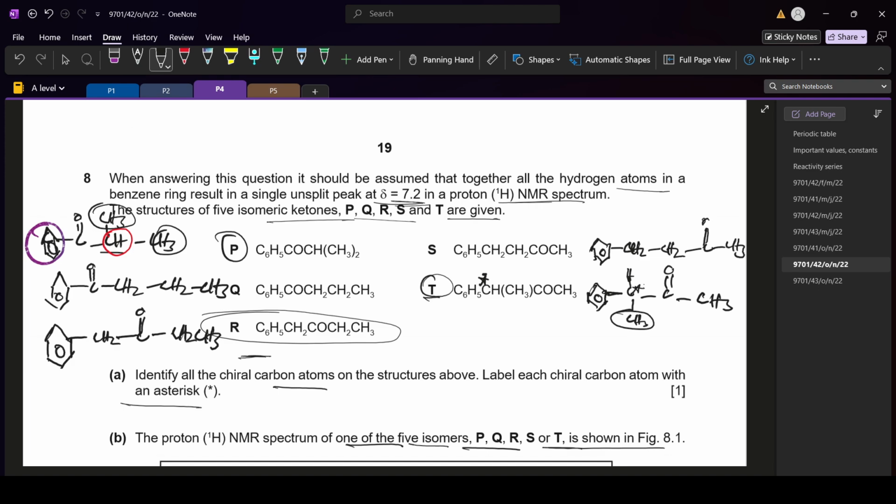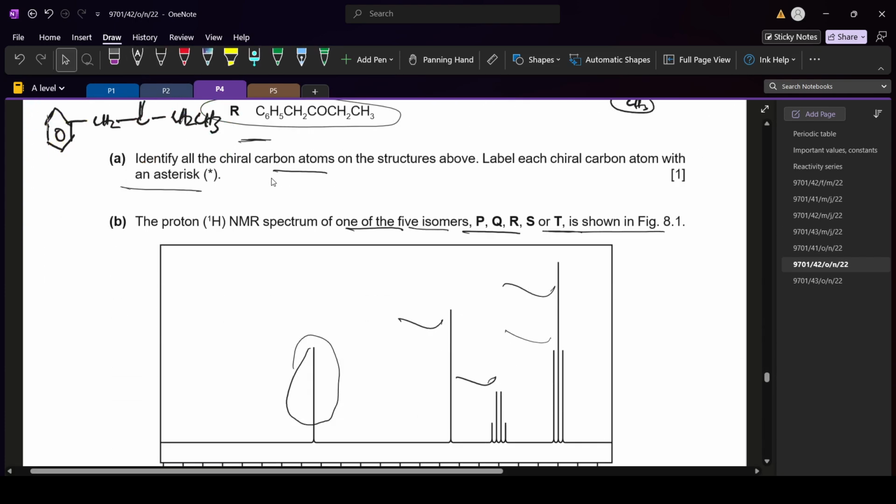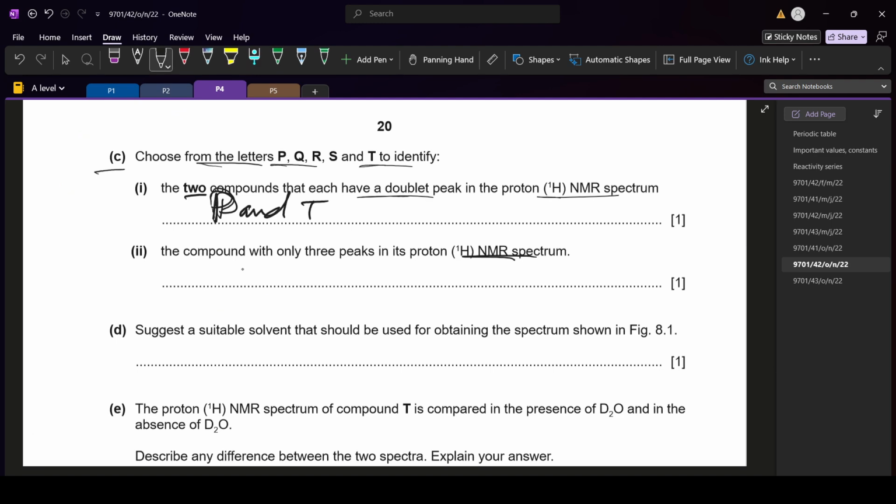But in the others, in Q, you can see this hydrogen has a different environment. This hydrogen is also a different environment, and these hydrogens have a different environment, and the ring will have a different environment as well. So there will be 4 peaks in Q and R, and only P will show 3 peaks.